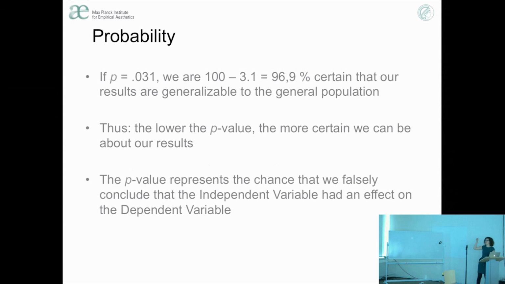So if p is 0.031, we are 100 minus 3.1%, which is 96.9% certain that our results are generalizable to the general population, that they were not due to random error, in other words. Thus, the lower the p-value, the more certain that we can be about our results. So actually what we could say is that the p-value represents the chance that we falsely conclude that the independent variable had an effect on the dependent variable. Is everybody with me so far? Yeah? Okay.